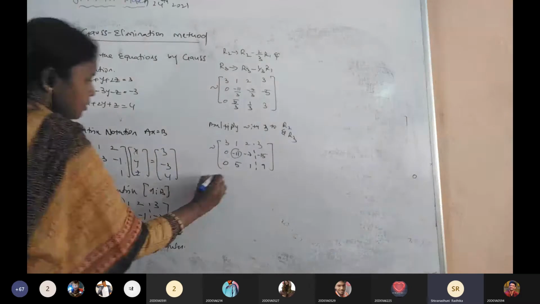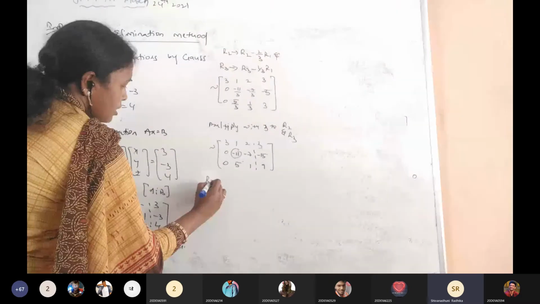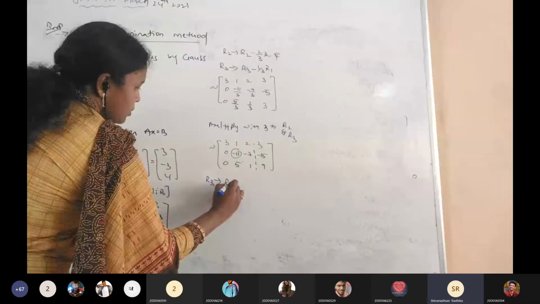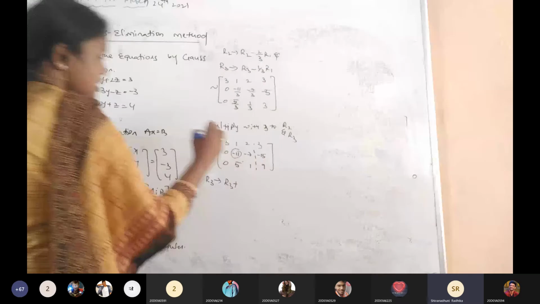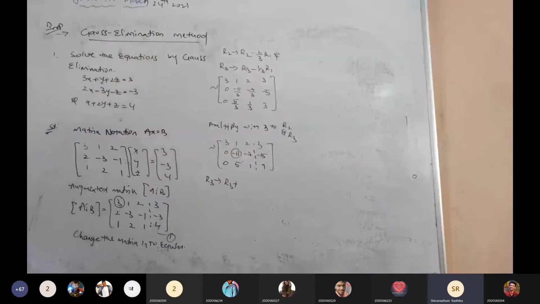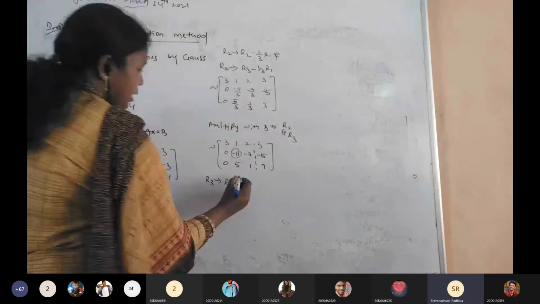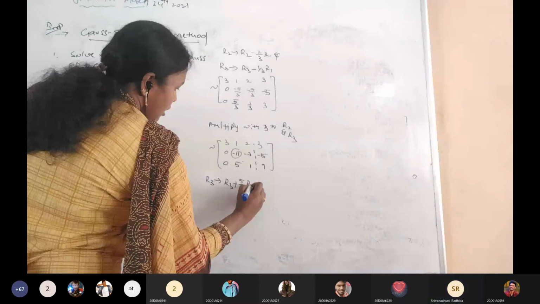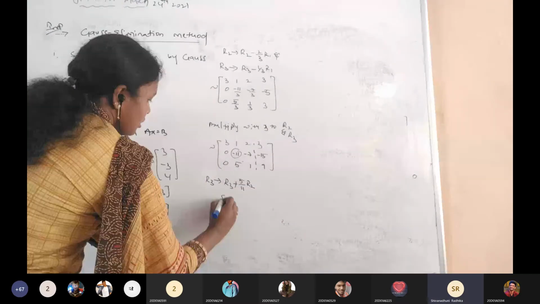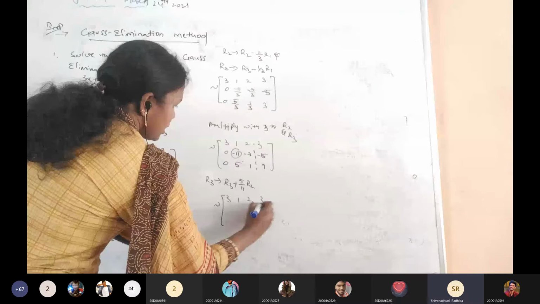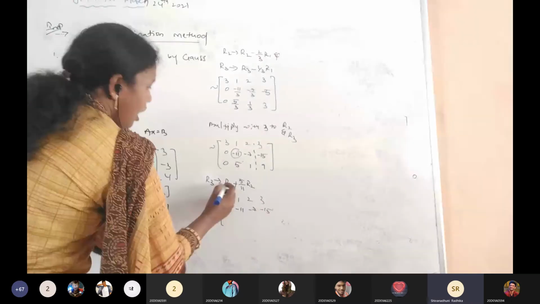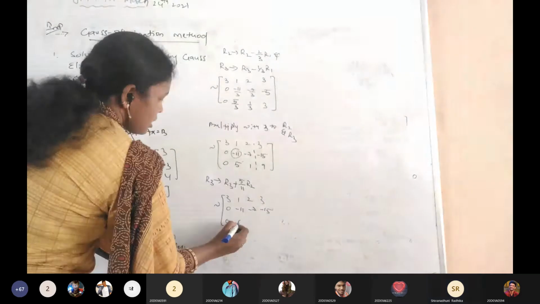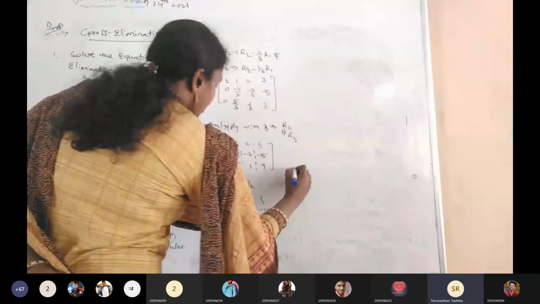Okay, now change this element below. R3 changes to R3 plus. Those are the opposite signs. Then we have to take the place. R3 plus 5 by 11, R2. Very good. The reduced matrix is 3, 1, 2, 3. 0, minus 11, minus 7, minus 15. R3 is, this is a 0, this is also 0. This one we are finding now.